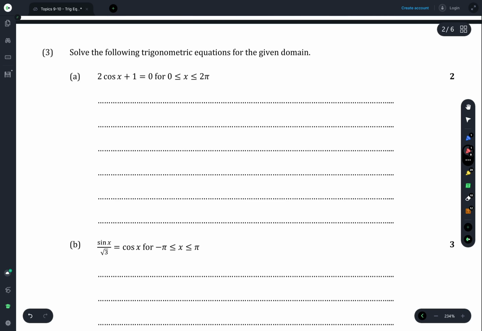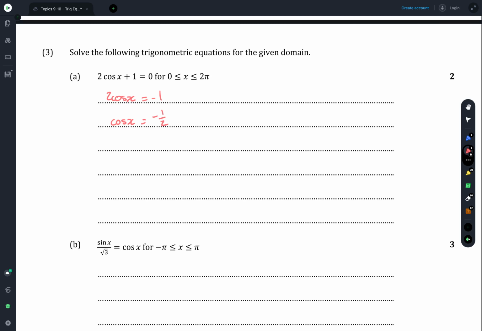Going into these next questions, this next page is all about solving trig equations. And each of these questions have a different trick to it. So to start us off, whenever we're solving a trig equation, we want to get the trig ratio by itself. So in this case, we're going to -1 on both sides. We have 2 cos x equals -1, and then we'll divide by 2. So we have cos x equals -1/2.